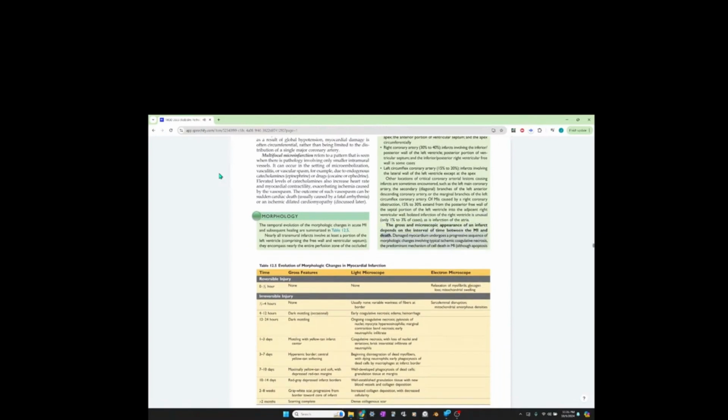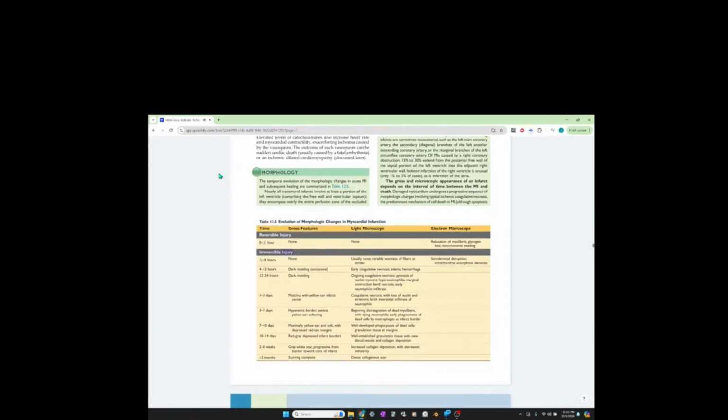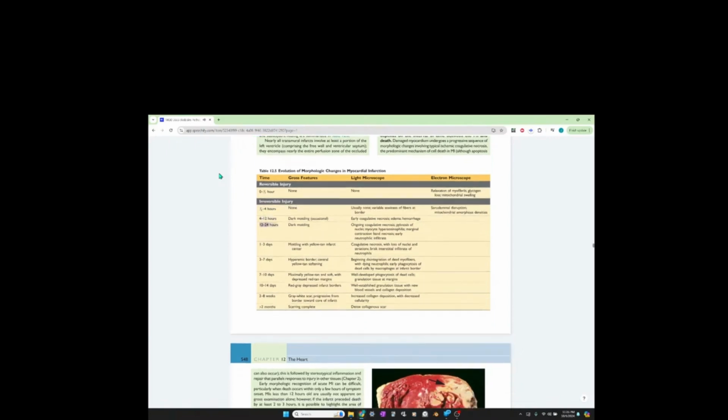Damaged myocardium undergoes a progressive sequence of morphologic changes involving typical ischemic coagulative necrosis, the predominant mechanism of cell death in MI, although apoptosis also occurs. Table 12.5, Evolution of morphologic changes in myocardial infarction. Time, gross features, light microscope. Reversible injury, 0 to 1/2 hour. Irreversible injury, 1/2 to 4 hours, 4 to 12 hours, 12 to 24 hours.